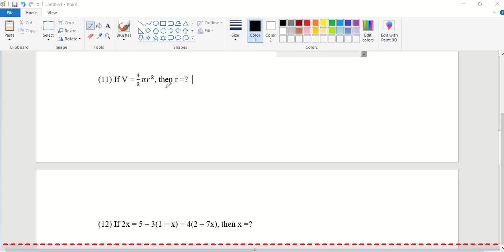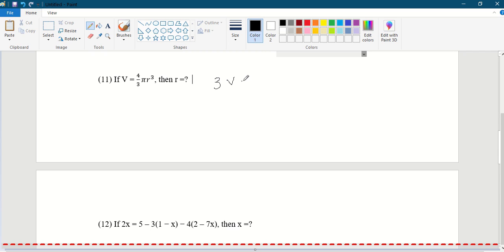For the next one here, we are asked to solve for r, and we are given volume V equals 4 over 3 pi r cubed. So if you want r alone, we need to get rid of 4 over 3. So first thing what we can do is get rid of 3 by multiplying both sides by 3. We get 3 times V equals 4 pi r cubed. Now to get rid of 4, we divide both sides by 4. So 3V over 4 equals pi r cubed. Or you can get rid of 4 pi together by dividing both sides by 4 pi, we get 3V over 4 pi equals r cubed.